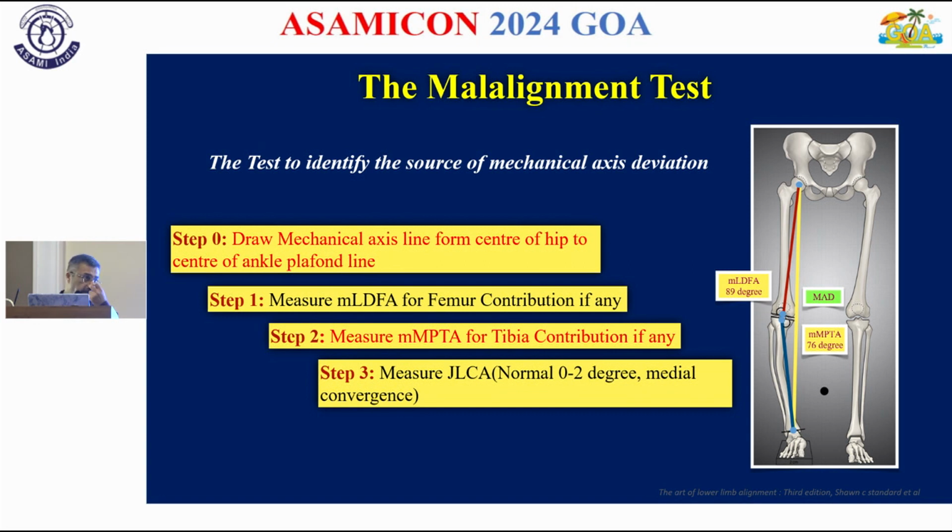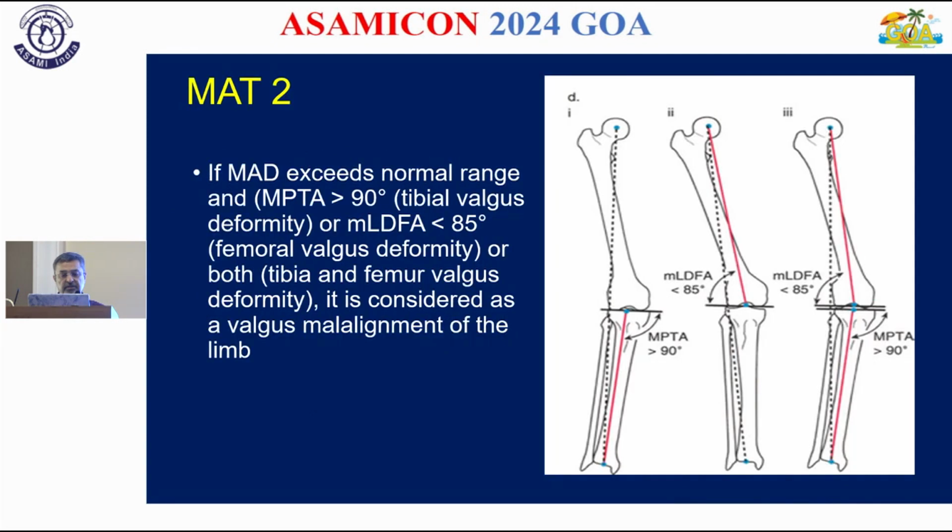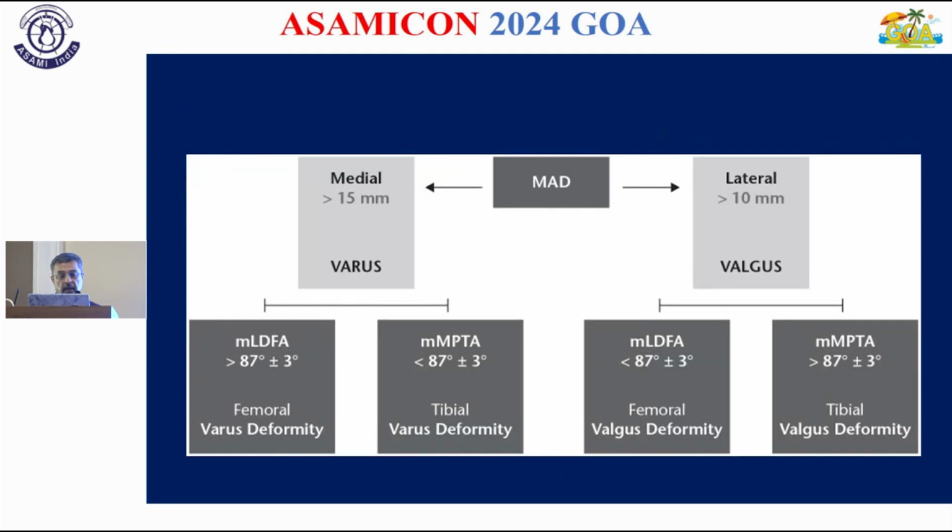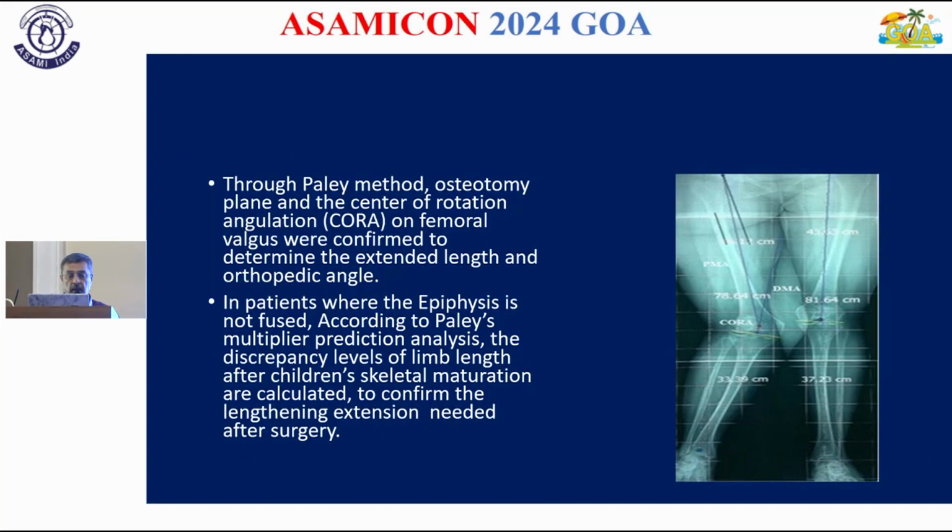medial convergence. After this, if the MPTA is more than 90 degrees, it is a tibial component which is to be corrected, and if it is less than 85 degrees LDFA, you have to correct the femoral deformity. So, in a nutshell, seeing on the left-hand side, if less than 87, then you do a femoral correction. If it is more than 87 MPTA, you do a valgus correction.